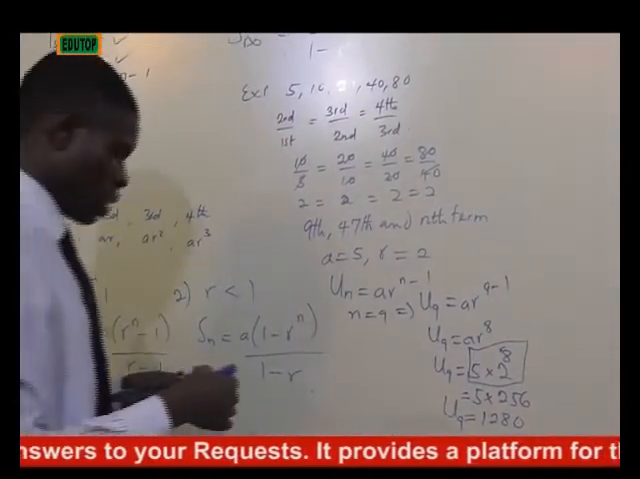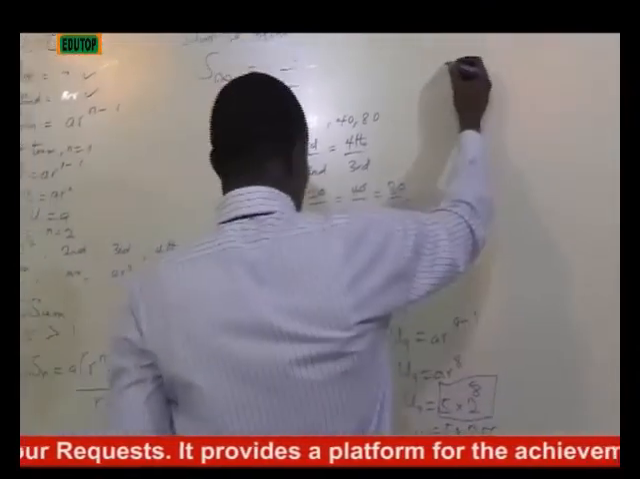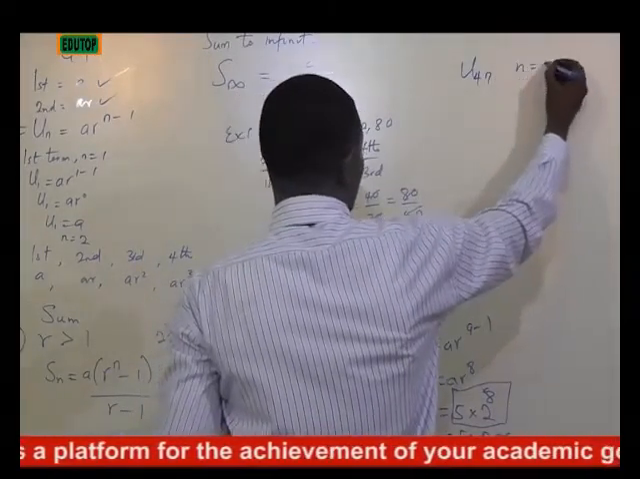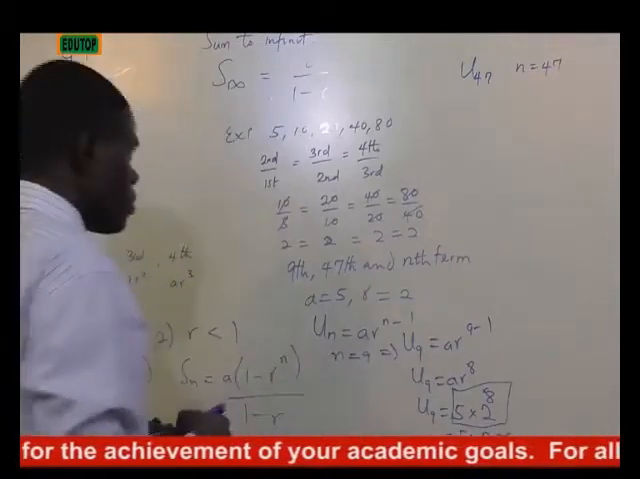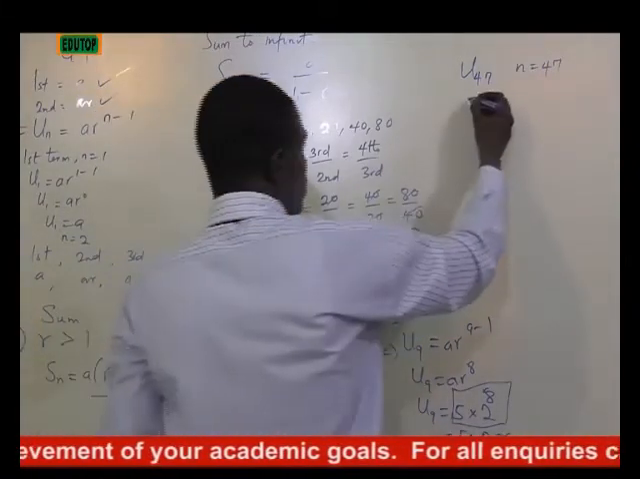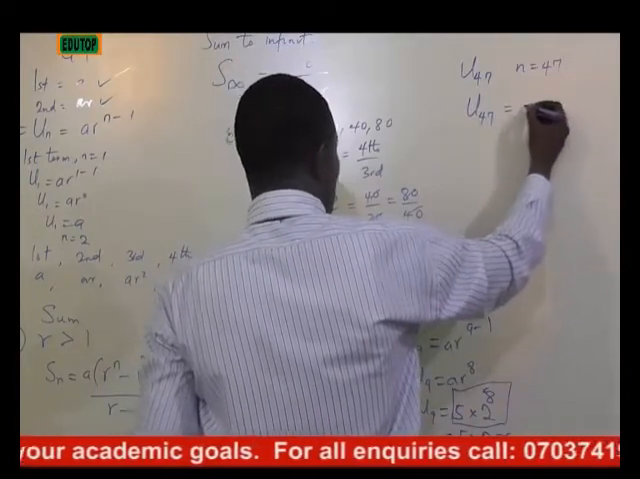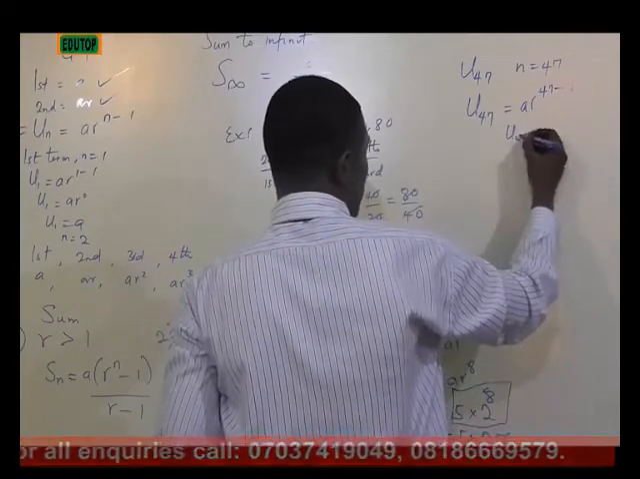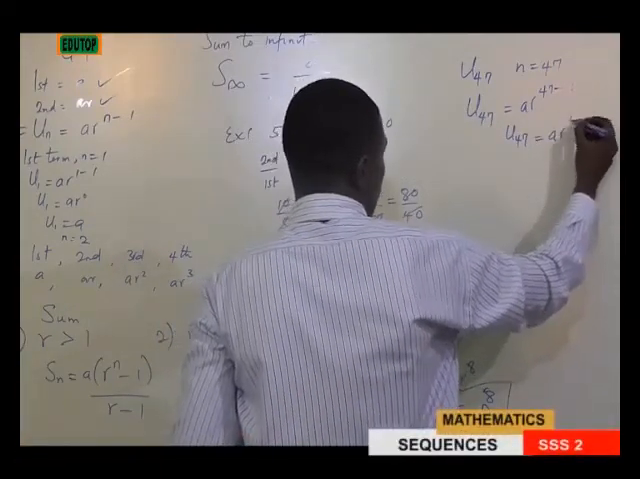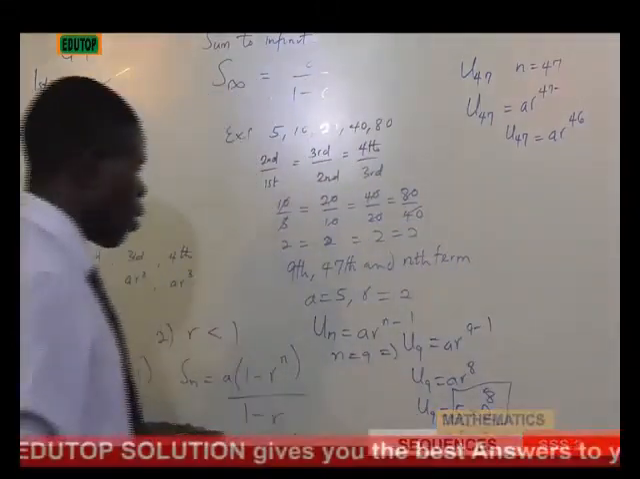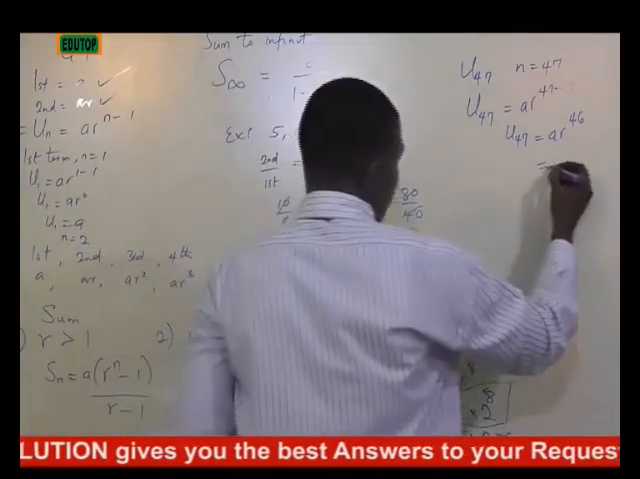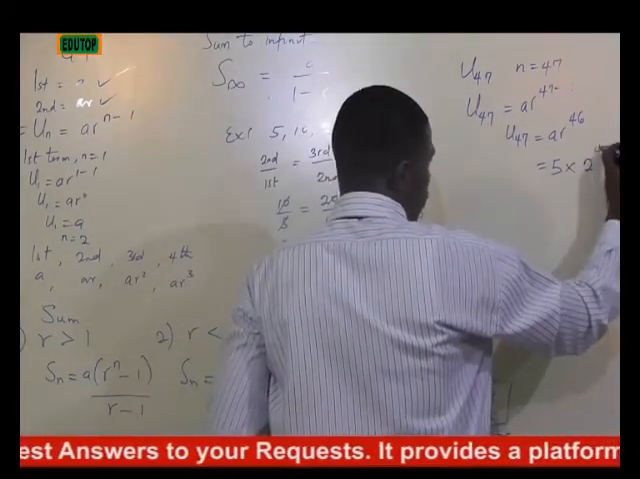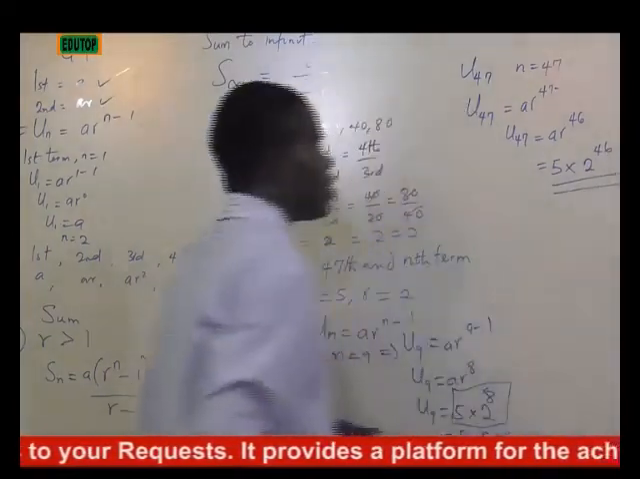The second case is U47, that's when n is equal to 47. So U47 will be ar to the power 47 minus 1, which becomes ar to the power 46. Our a is 5 and our r is 2, so we have 5 times 2 raised to the power 46. We leave the answer this way.